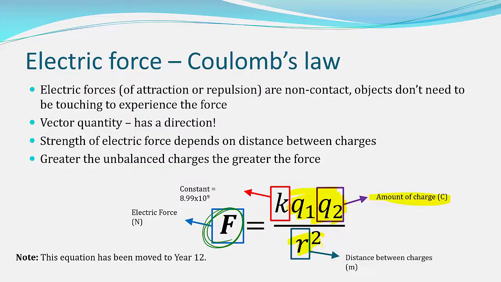So when you separate these charged objects, the force between them decreases. But importantly, the amount that it decreases by is an inverse square relationship. So that if you double the distance between two charges, you'll reduce the force between them by a factor of 4.